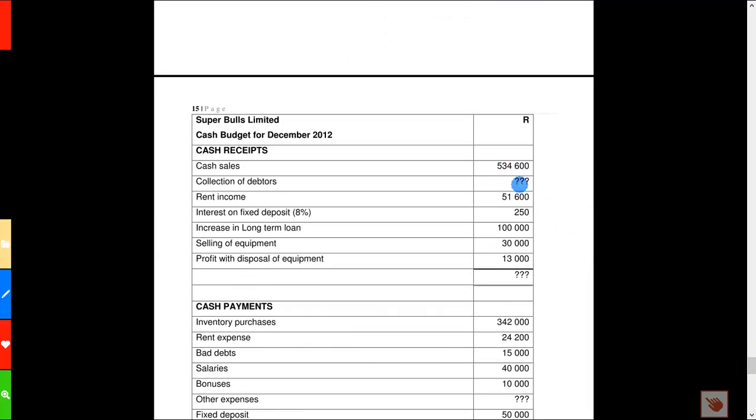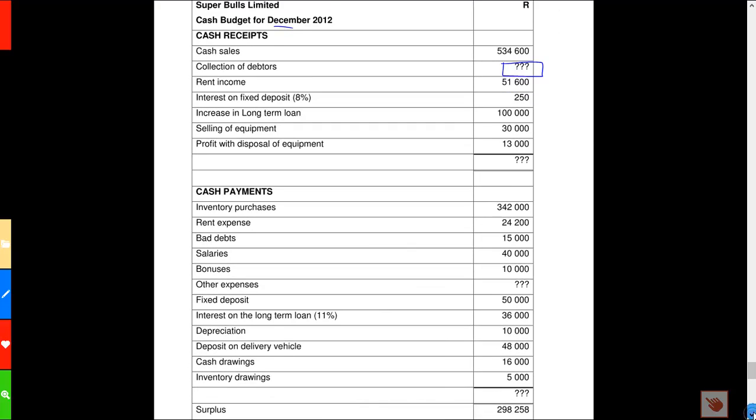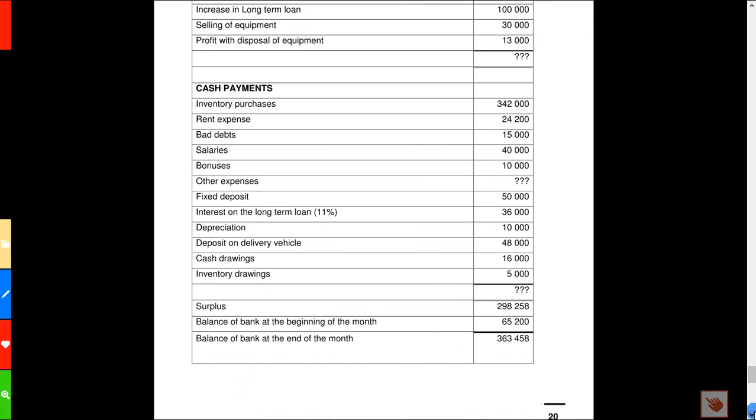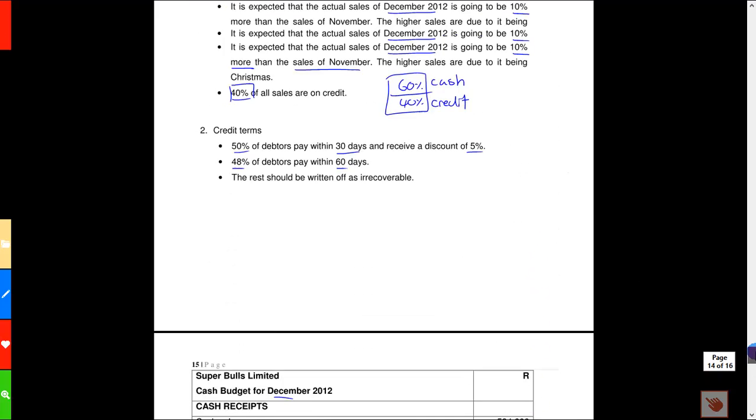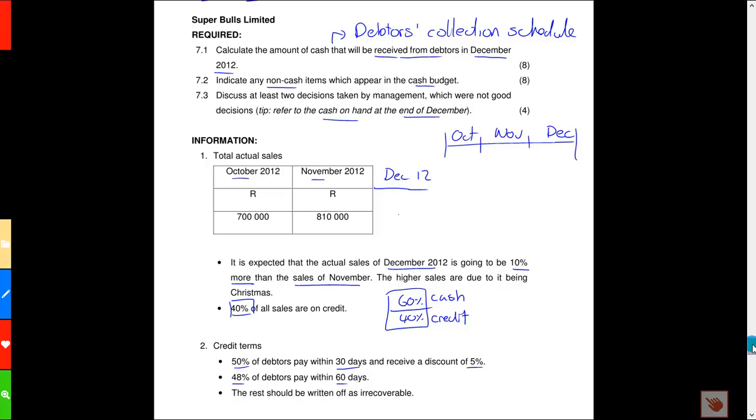Then we've got our collection from debtors for December. This is the cash budget for December. Here you can see this is the figure that they've asked us to calculate. They've got the remainder of the figures there, cash sales, etc. Okie dokie. Other expenses, don't just immediately go and calculate the amount just because it's got question marks. Look at the required and see if it is even necessary for you to calculate those items.